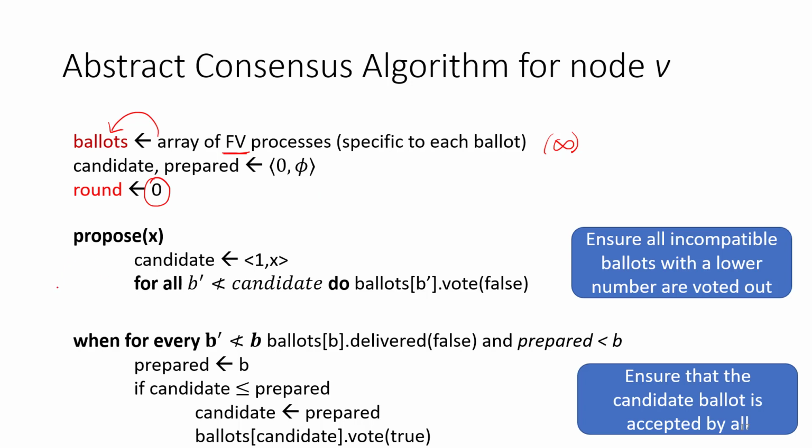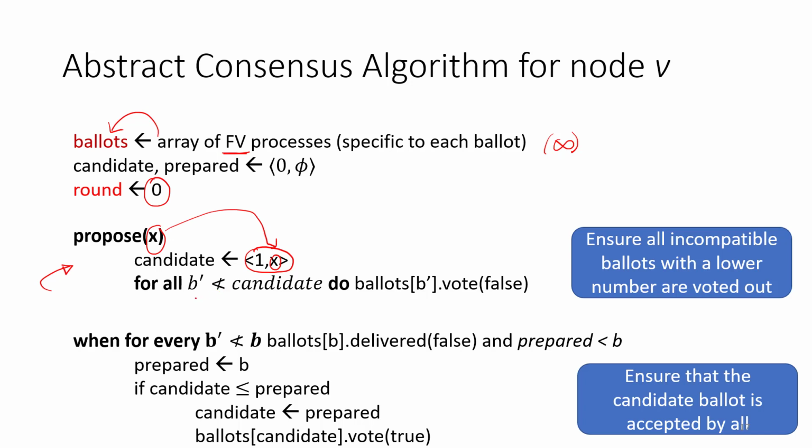So here again, we will have two phases. We have taken a lot of inspiration from the two-phase voting protocol, so here also we'll have two phases in the ballot algorithm. So this is the consensus algorithm. We start with the candidate. The candidate is basically a tuple of the round and the value x that is being proposed. As you can see, it is the same value that is being proposed.